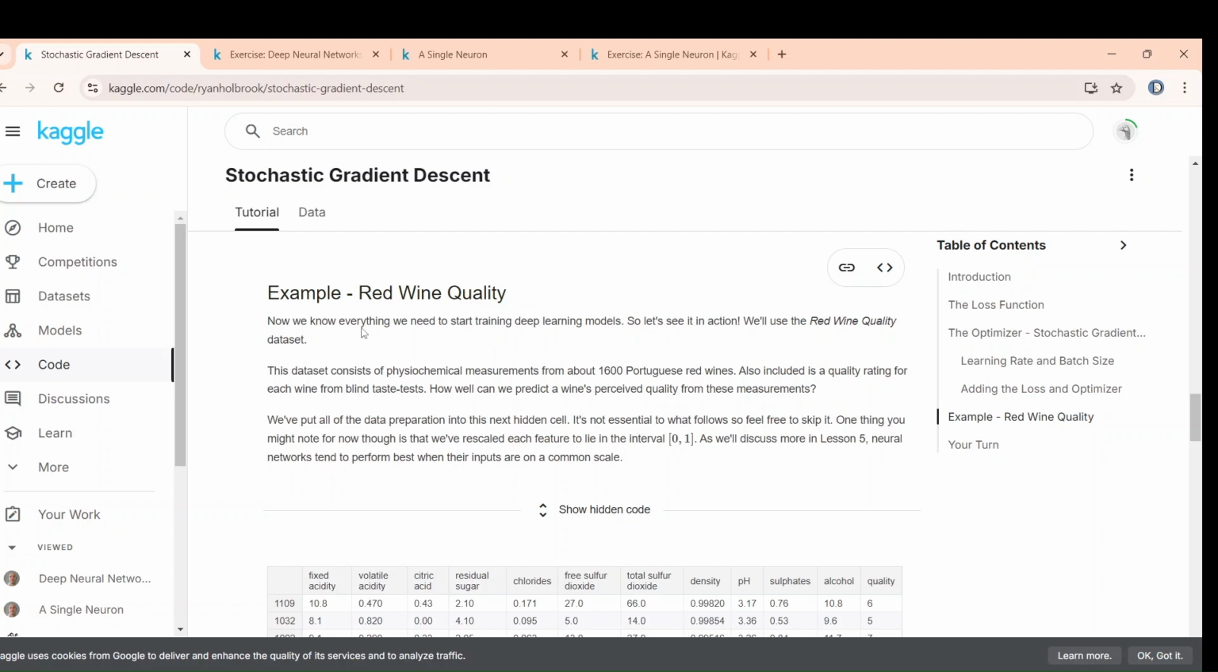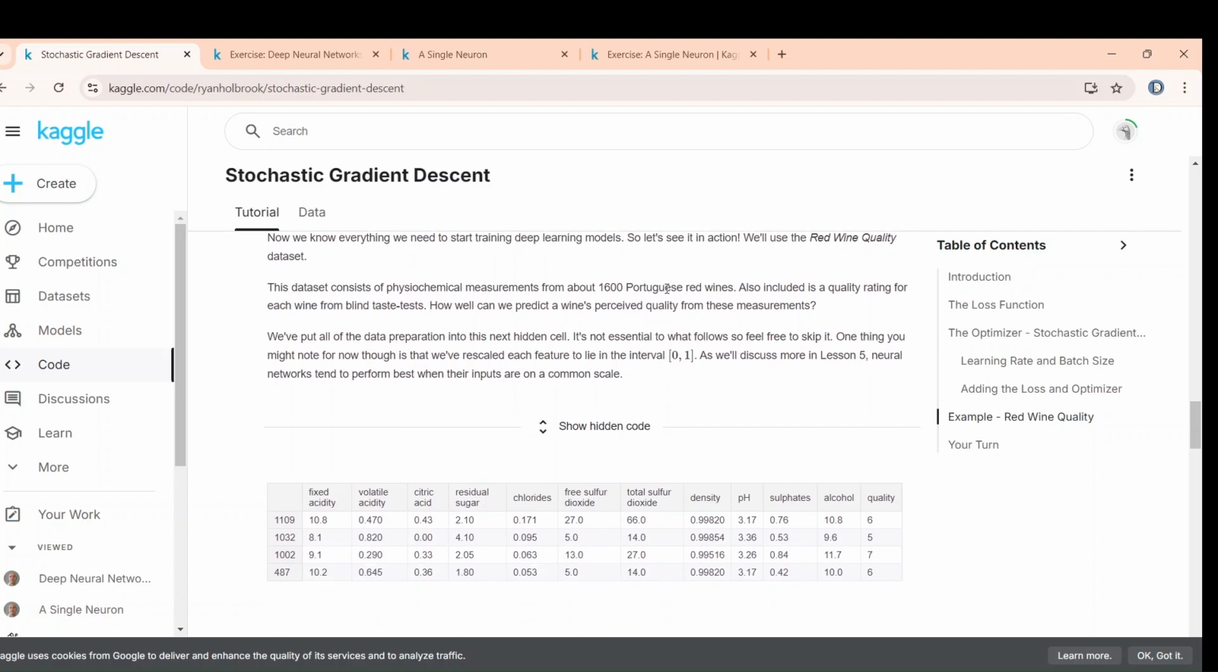Example, red wine quality. Now we know everything we need to start training deep learning models. Very good. Now the dataset consists of physicochemical measurements about 1600 Portuguese red wines. This was in our first lesson. I hope you remember these are the components we have, and the target is the quality. So you can say that these are the features, inputs, and this is the output, that is the target. Fine. Also included is a quality rating for each wine. We have to predict the quality from these measurements.